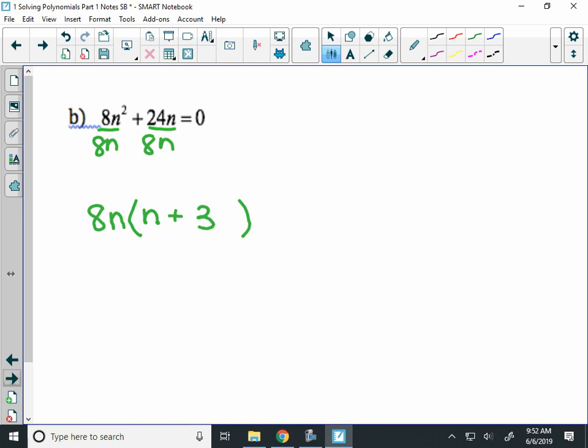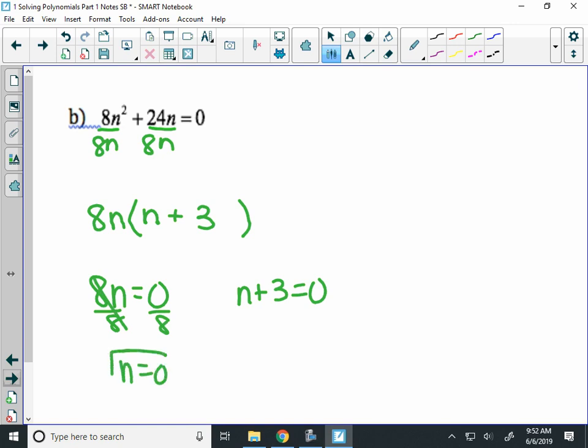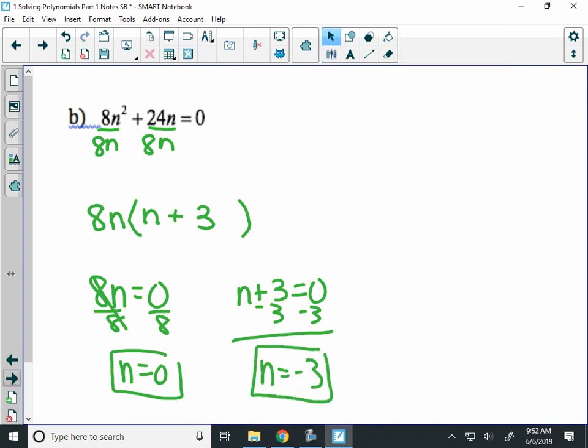That's my factored form, so I set each of those factors equal to 0, and then solve. First one, I'm going to divide by 8, and get n equals 0. And the next one, I subtract 3, and get a root at negative 3. And those are your 2 solutions for that quadratic. So different: difference of squares, GCF.